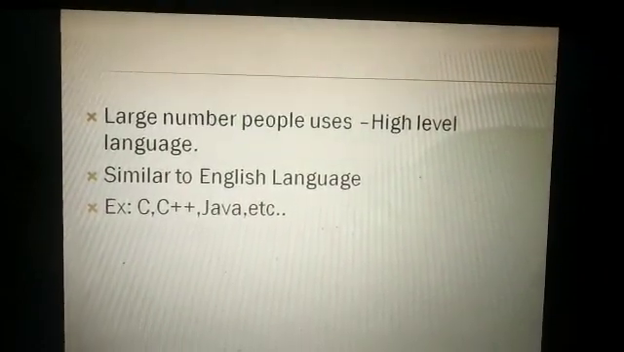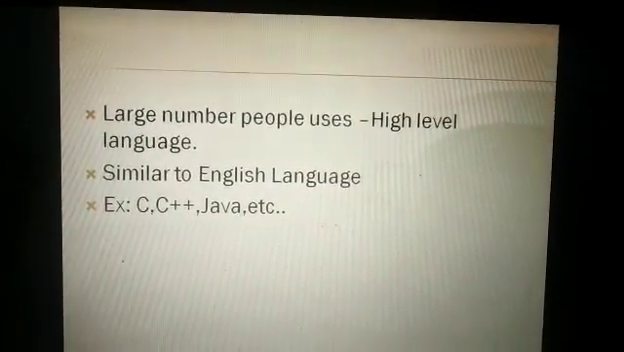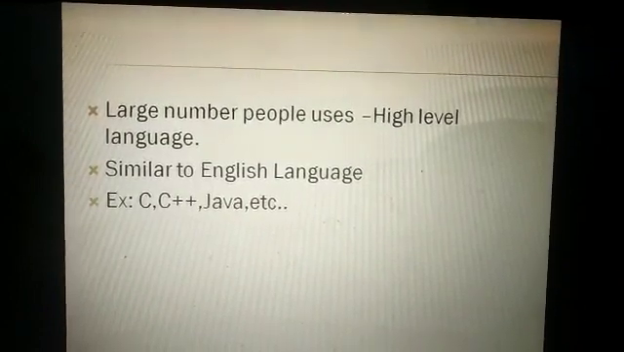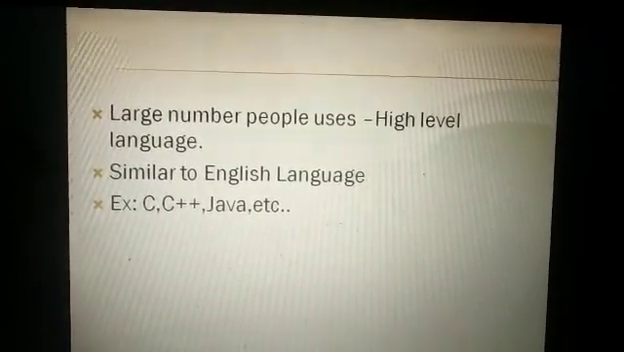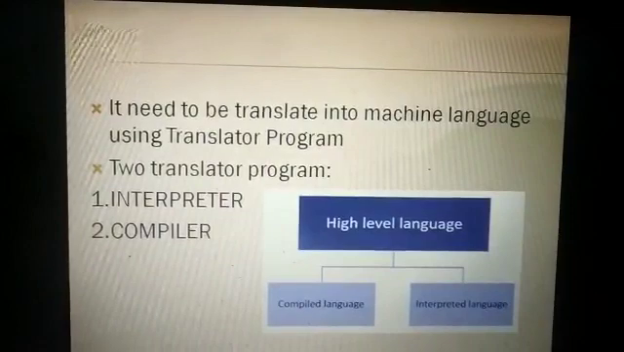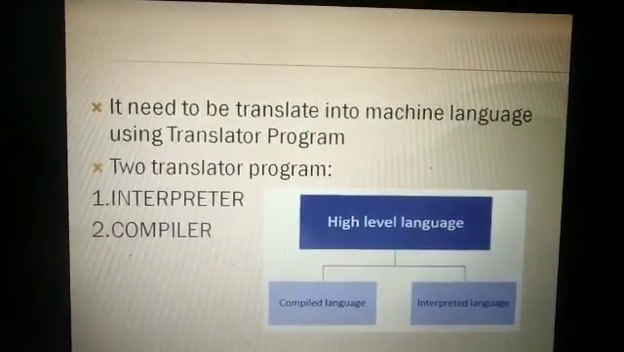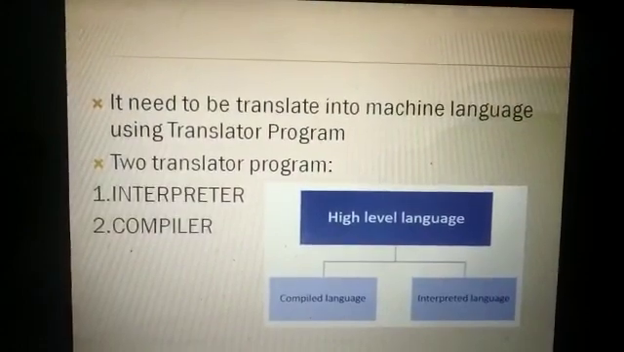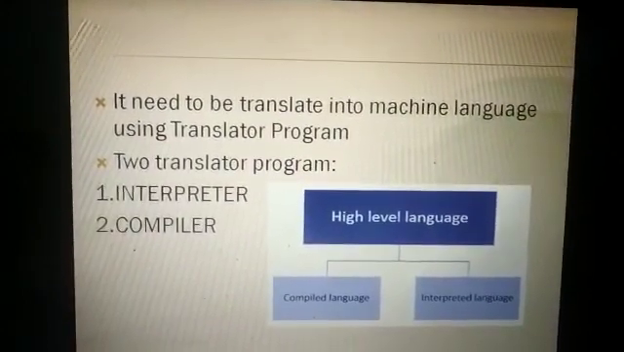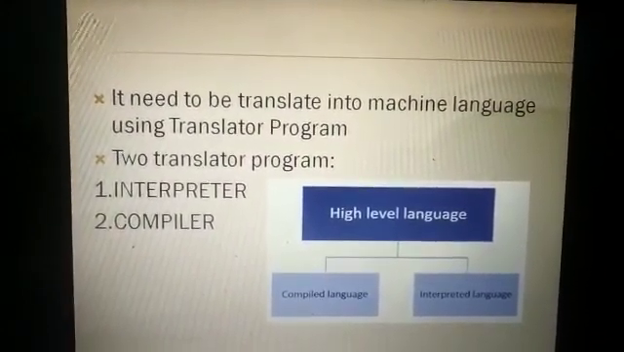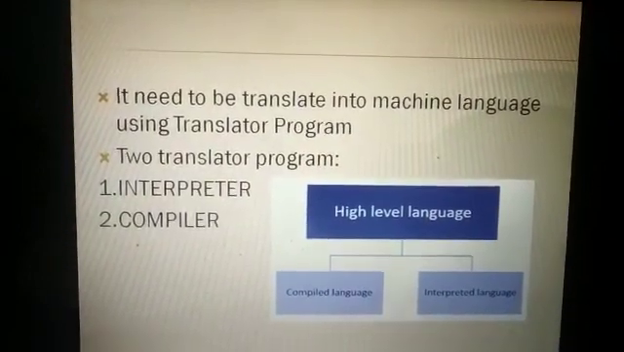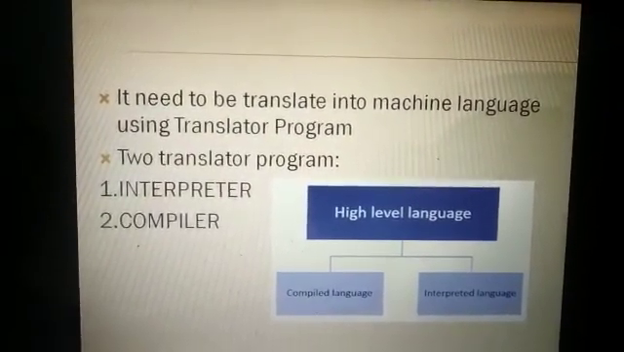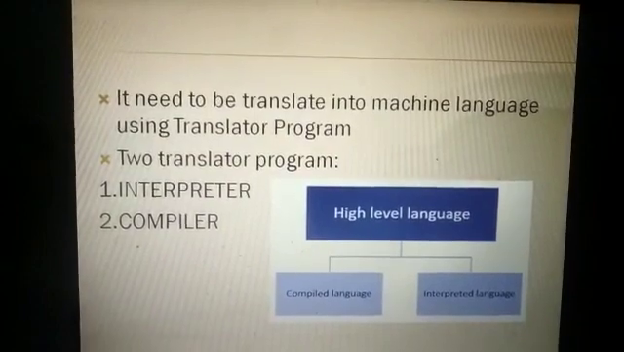The language is similar to the English language. For example, C, C++, Java, etc. This language needs to be translated into the machine language using a translator program. It includes two translator programs, interpreter and compiler.